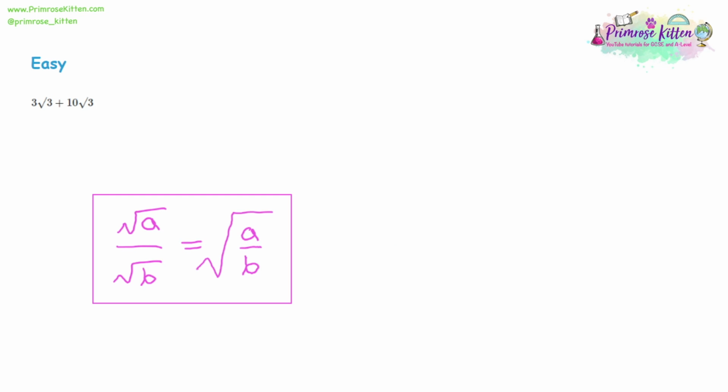So now we're moving on to an addition question. And again, we can generalize this. So we have 3 root 3 plus 10 root 3. So let's say we have a number a, and it's been multiplied by a square root. Let's call it square root of x. Then we're adding on to it another number b that's been multiplied by the square root of x.